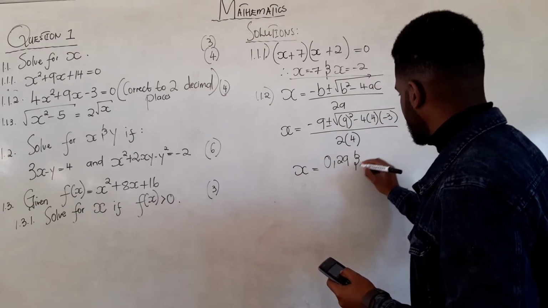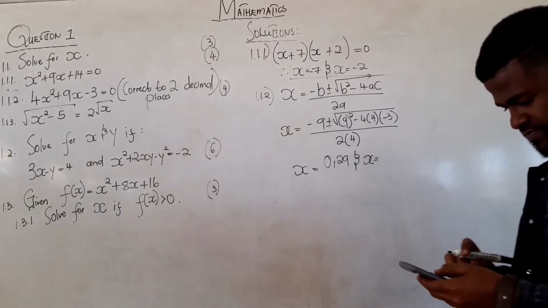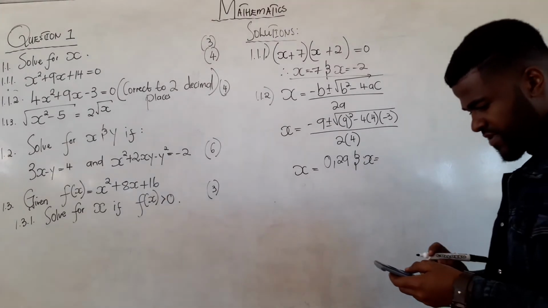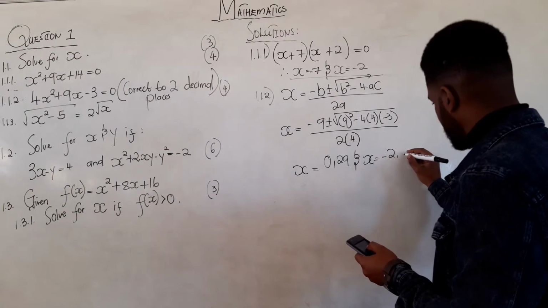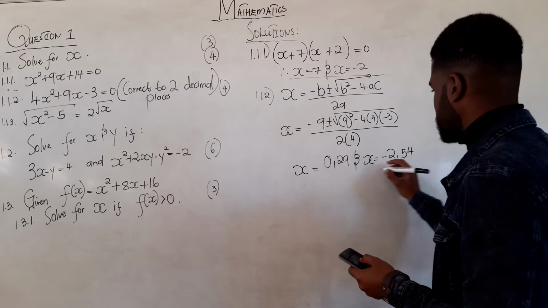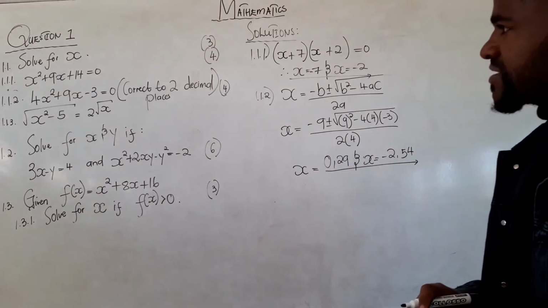The first answer is equal to 0,29, and x is equal to negative 2,54. We correct to two decimal places, and then we are done. Third question.